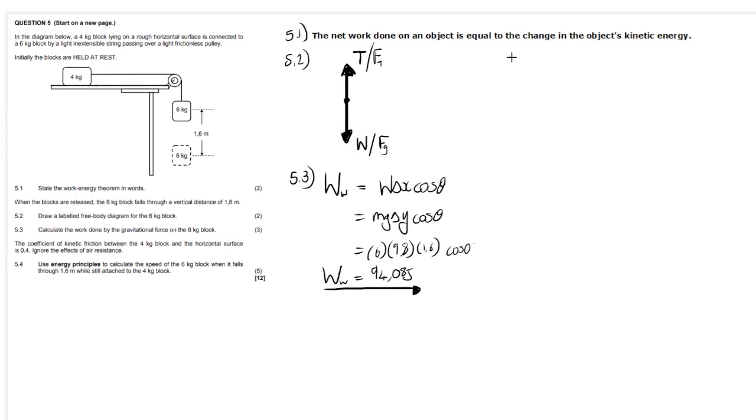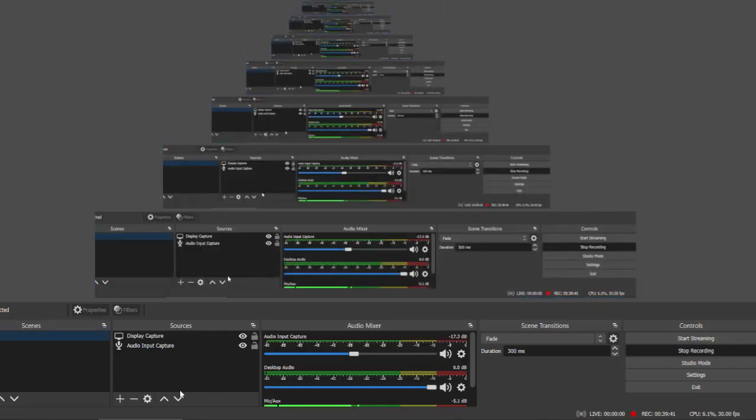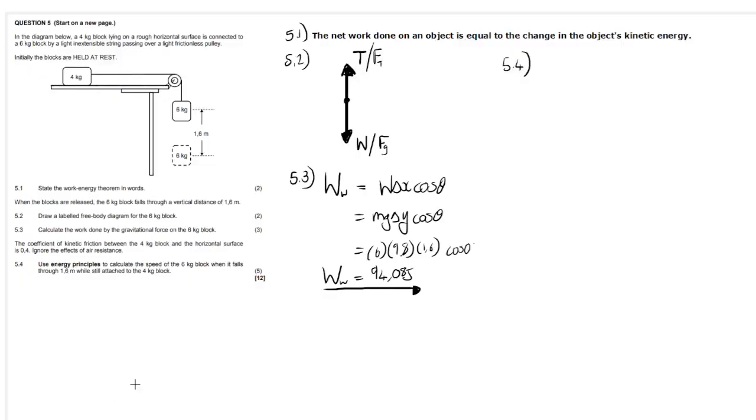5.4. There we go. Let's see how much time we have left, just for a second. All right, now we still have enough time. Okay, 15 minutes.